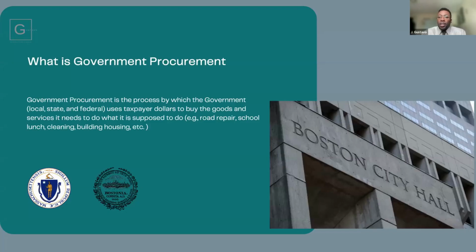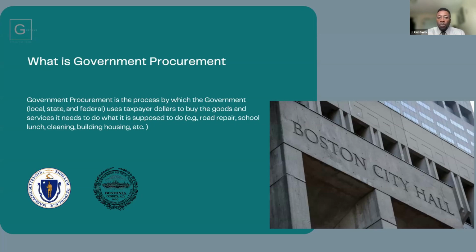So before we get into the capacity portion, we need to have a firm understanding of the government procurement process. What is government procurement? As you can see on the screen, government procurement is the process by which the government, either local, state, or federal, uses taxpayer dollars to buy goods and services that it needs in order to do the work that it needs to do.